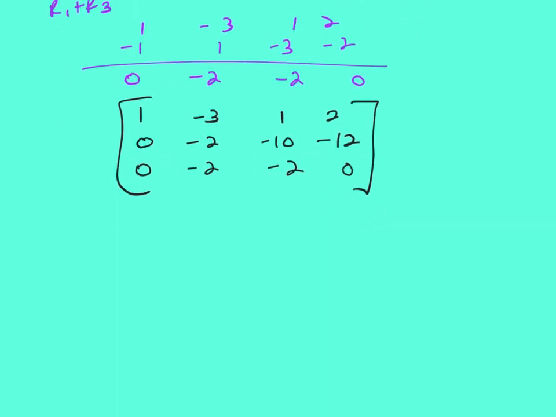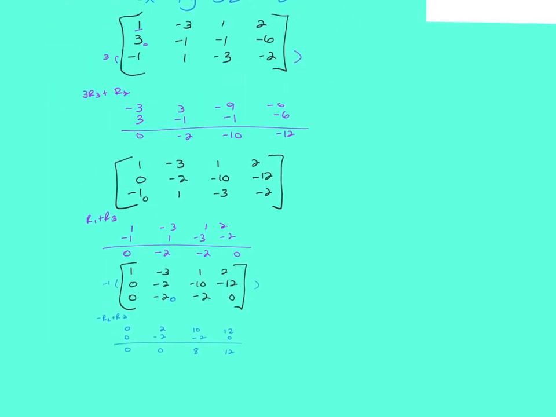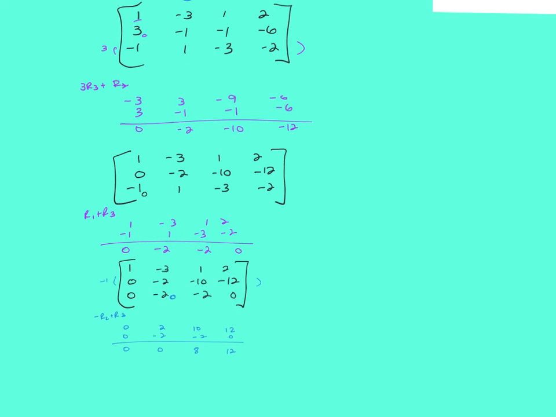Okay, now I want a 0 here. Okay, negative row 2 plus row 3. 0, 2, 10, 12. Was there a fraction in this one? No.